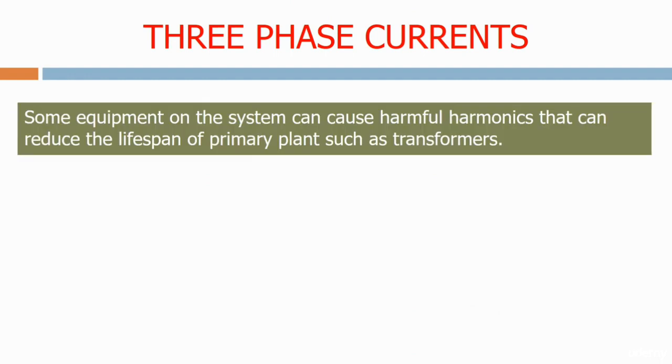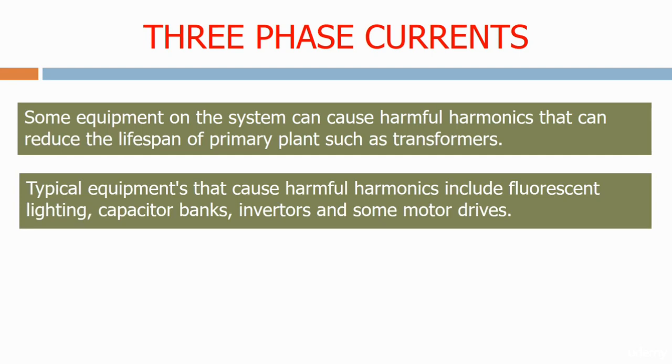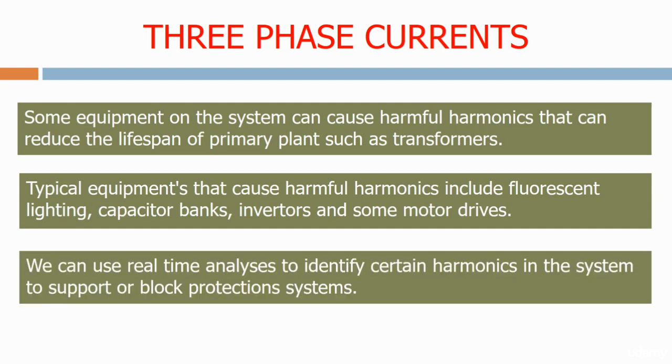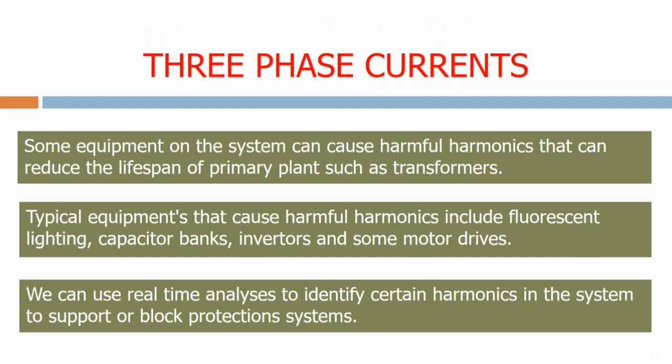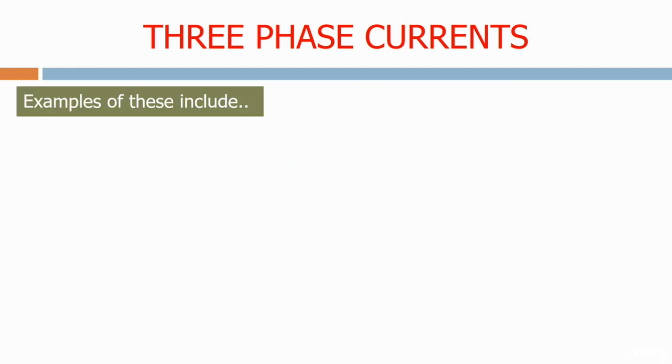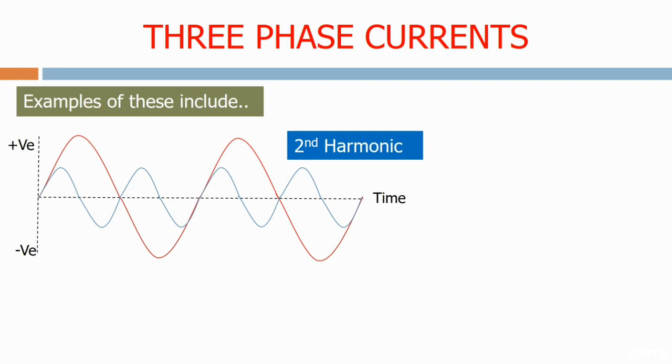Some equipment on the system can cause harmful harmonics. They can reduce the lifespan of primary plant, such as transformers. Typical equipment that causes harmful harmonics includes fluorescent lighting, capacitor banks, inverters, and some motor drives. We can use real-time analysis to identify certain harmonics in the system to support or block protection systems. Examples of these include the second harmonic.